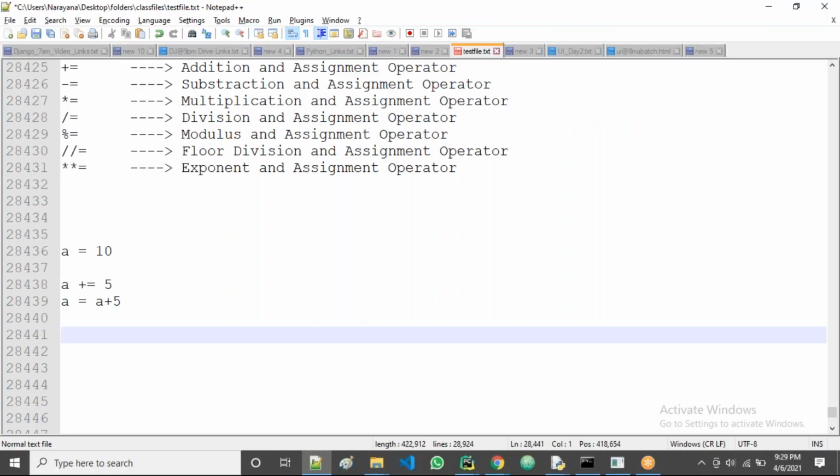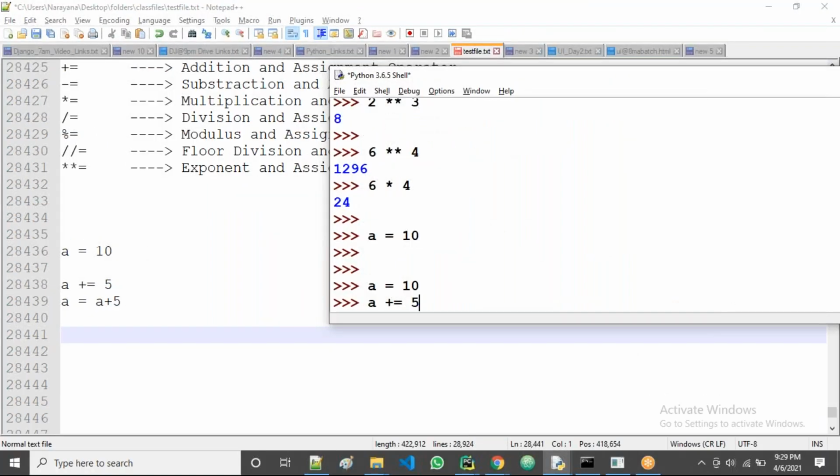The same way for all the remaining ones. So now what is the value of a here? Tell me now, all of you. What is the value of a here? 15. Now I'll take the next one, and all of you please give your reply in the chat box only.